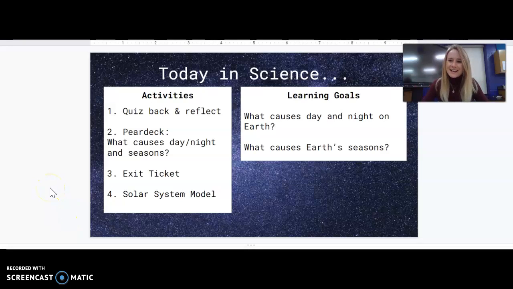Hi, 6th grade. Today is Monday, December 6th. Today we're learning about what causes day and night and what causes Earth's seasons.